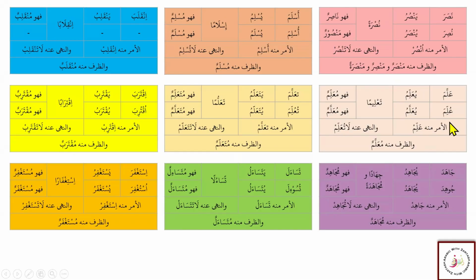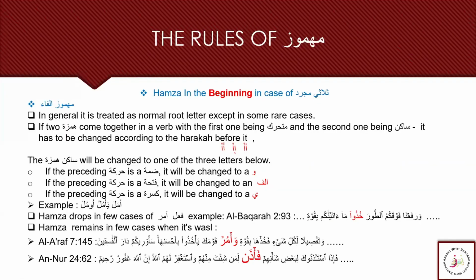These are all the families that we learned from 1 to 10. Nasara family, then we have the Alima family, the Jahada family, the fourth family, Aslama Yuslimu Islaman, Ta'allama Yata'allamu Ta'alluman, Tasa'ala Yatasa'alu Tasa'ulan, and all these are the normal root letters. But here we are going to see when Hamza is in the beginning in case of the Thulathi Mujarrad.